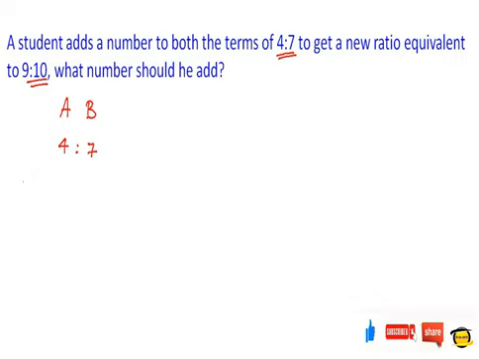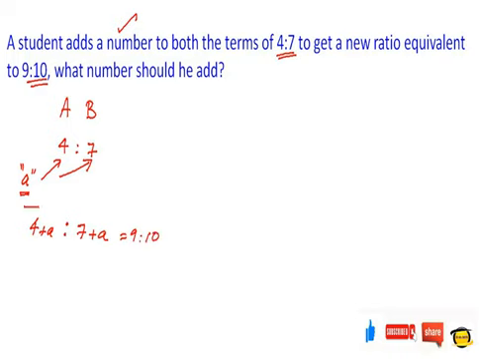Now for a change, we'll assume that we are adding a constant A to both the parts of the ratio. Normally we'll assume A as the common multiplication factor, but here the student is adding a number to both the parts of the ratio, right? So in such a case, the first term would become 4 plus A and the second term would become 7 plus A, right? And after adding this constant, the ratio is equivalent to 9:10, right?